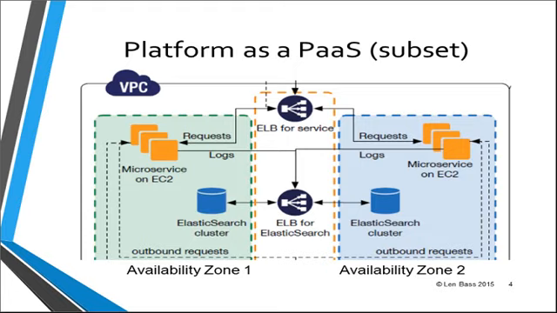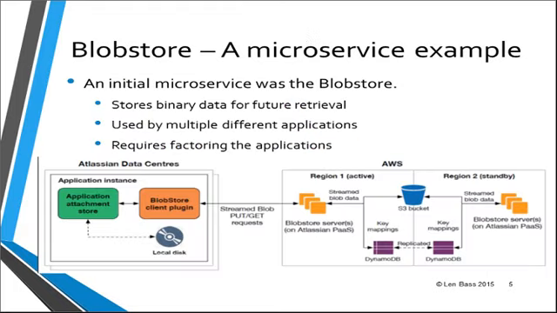They also use Elasticsearch, which is AWS's search facility, and they use the same Elastic Beanstalk for Elasticsearch. And Elasticsearch searches a database. So that's what the two databases are. The particular microservice that they started, well, they started with several, but one of them is Blobstore. It's the one our case study is about. What it does is it stores binary data for future retrieval, and it's used by multiple different applications.